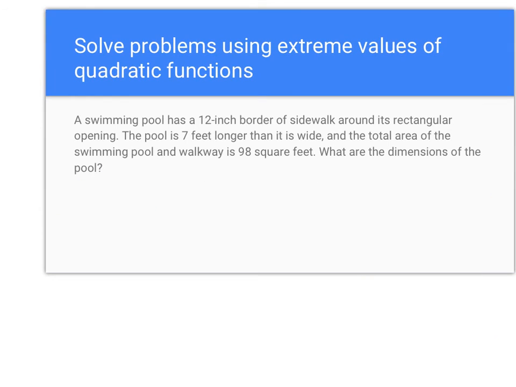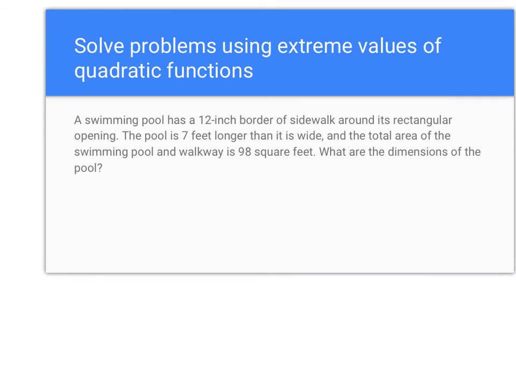And the last problem in this section, okay, this one isn't really an optimization problem as much as it is just a word problem that involves quadratics. So that's why I'm including it. But you've got a swimming pool that has a 12-inch border of sidewalk around its rectangular opening. The pool is 7 feet longer than it is wide, and the total area of the swimming pool and walkway is 98 square feet. What are the dimensions of the pool?